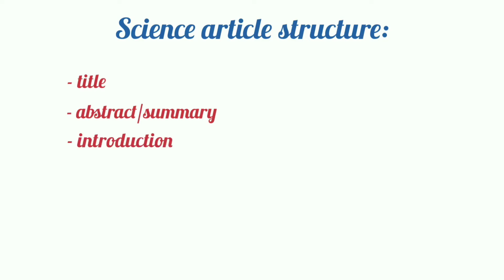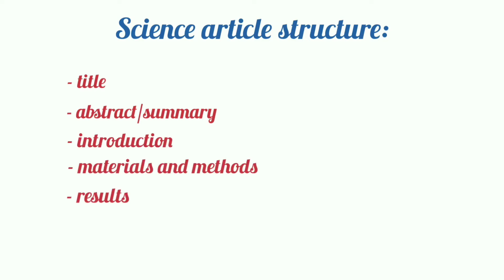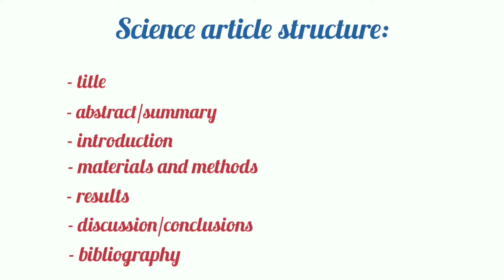In this video, I would like to tell you about how to read scientific papers effectively without spending hours trying to heavily concentrate on many details, most of which you would not find useful in the end anyways. Let us first look at the structure of a typical scientific paper. Almost all papers are comprised of the same sections, which are a title, an abstract or a summary, an introduction, materials and methods, results, discussion or conclusions, and bibliography.